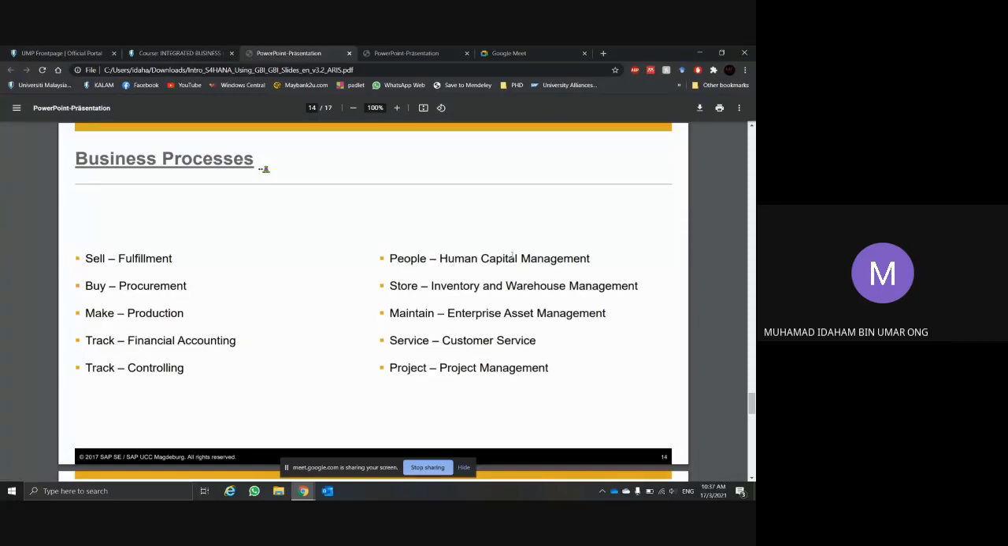People, human capital management, store is basically inventory and warehouse management, maintain is enterprise asset management, service is customer service and projects on project management. Okay.